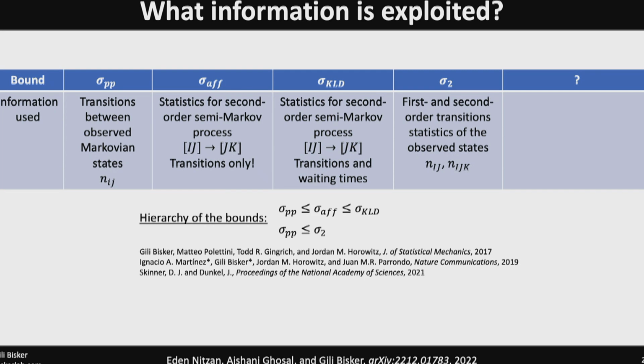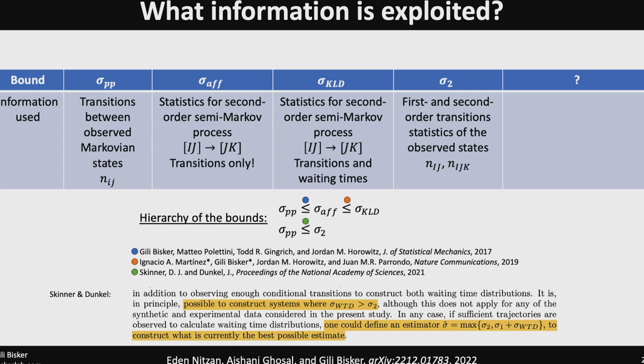So how do these relate? We have some hierarchy. The passive partial entropy production is always smaller than the affinity. This was proven in this 2017 paper. The affinity is always smaller than the KLD because it is one contribution, right? Because the KLD also includes the waiting time distribution. And then Skinner and Dunkel showed that the sigma 2 bound is larger than the passive partial entropy production. So you might wonder why they're not on the same line somewhere. Well, you cannot put them on the same line, and this is what they say.